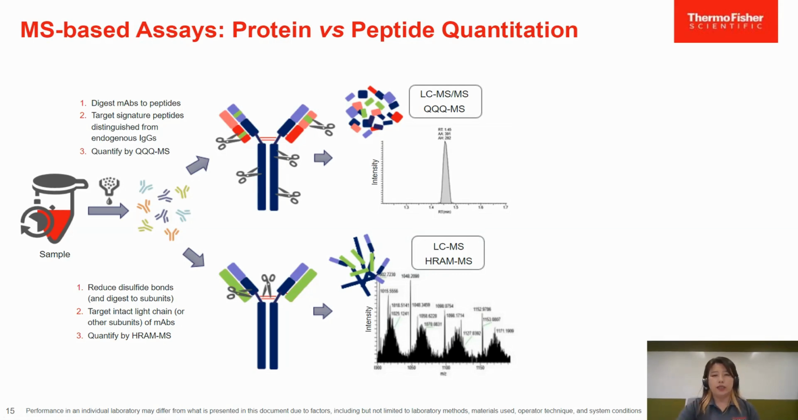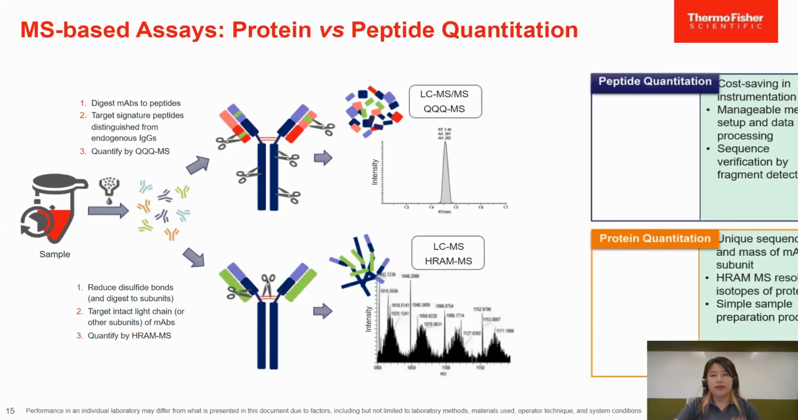And the lower panel shows the protein quantitation. It generally reduces the disulfide bonds, and you can also add an enzyme to digest into subunits. You can target the intact light chain, or you can target the other subunits. But here it shows targeting the light chain, and then by using HRAM mass spec, you can quantify the intact light chain with accurate masses.